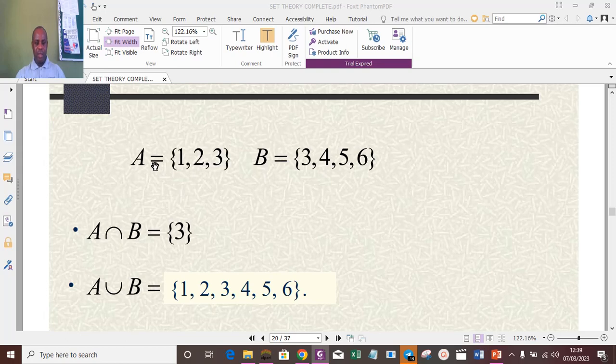1, 2, 3 is set A, 3, 4, 5, 6 is set B. A intersection B, what is common to A and B? Can you see? 1 is here but 1 is not here. 2 is here, 2 is not here. 3 is here, 3 is here. So it's only 3 that is common to A and B. Now A union B, all the elements in A and B together: we have 1, 2, 3, 4, 5, 6. We write each element once. So that's what we mean by A union B.